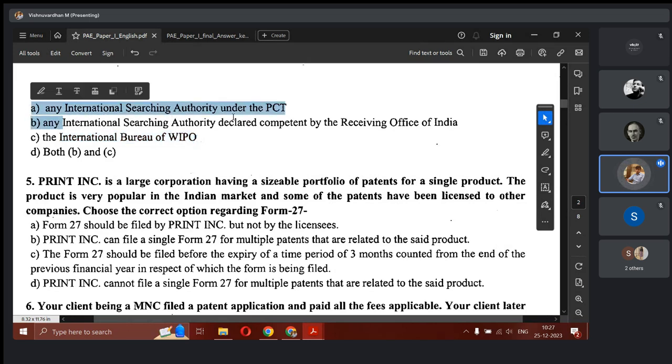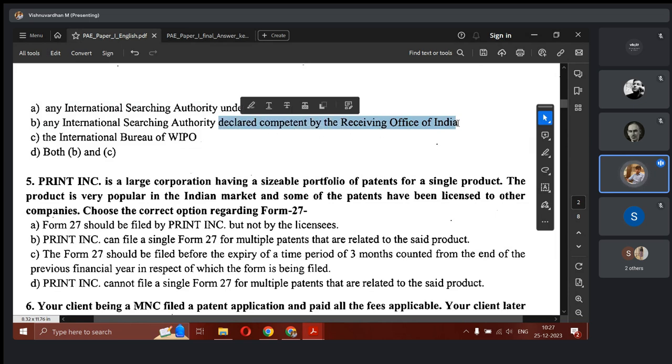Okay, it can be any international searching authority under PCT or any international searching authority declared competent by the Regional Office of India. As far as I am aware, I don't think the Indian Regional Office, as in the Indian Patent Office, has any legitimacy in deciding which is competent or not. So I don't even think the answer should be B. To my knowledge, I think the answer is A, but let's just see what the Patent Office has decided.